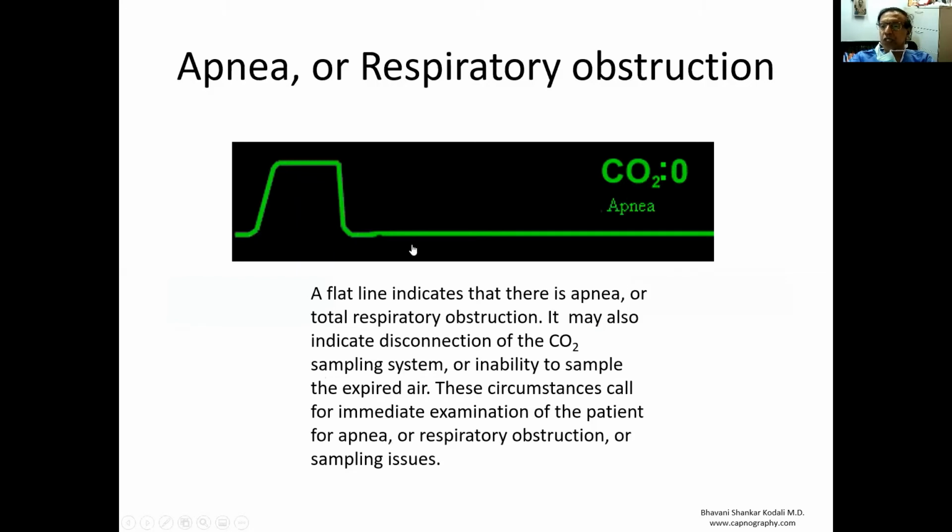If there is a total apnea or a flat line on CO2, it immediately summons our attention to determine whether the patient is apneic or there is a sampling issue of expired gases.